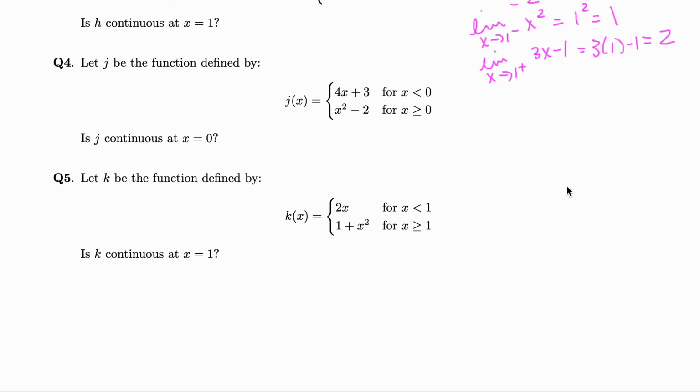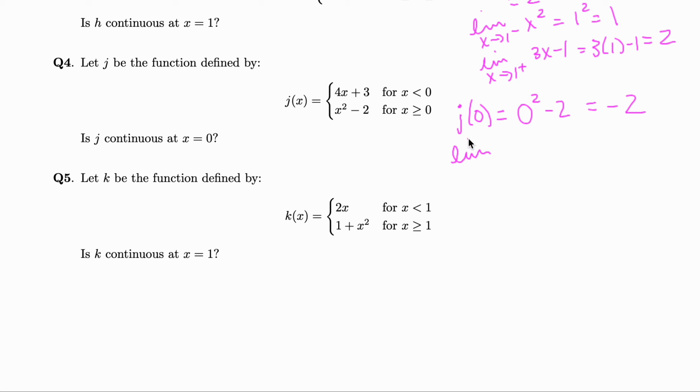Is j continuous at 0? This one is kind of fun. It's a little different because now we just have wider intervals. We actually really just have open intervals rather than the ones that were above. So first things first, what is j of 0? Well, in this case, we would use our second function rule because x is greater than or equal to 0 is where it's defined. So using direct substitution, we would do 0 squared minus 2, which is just equal to negative 2.